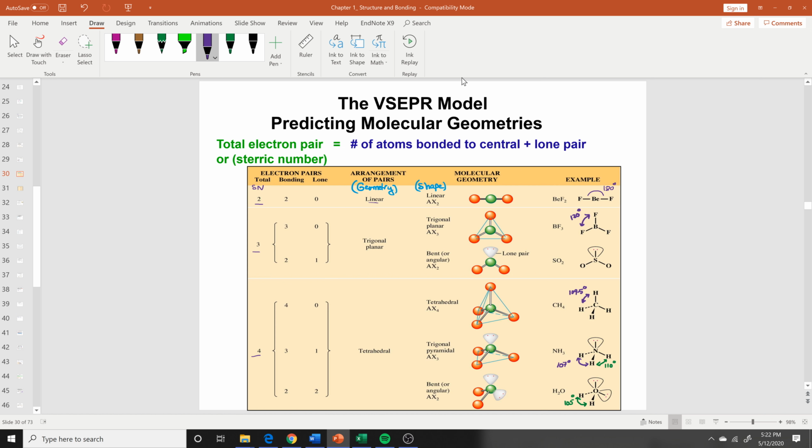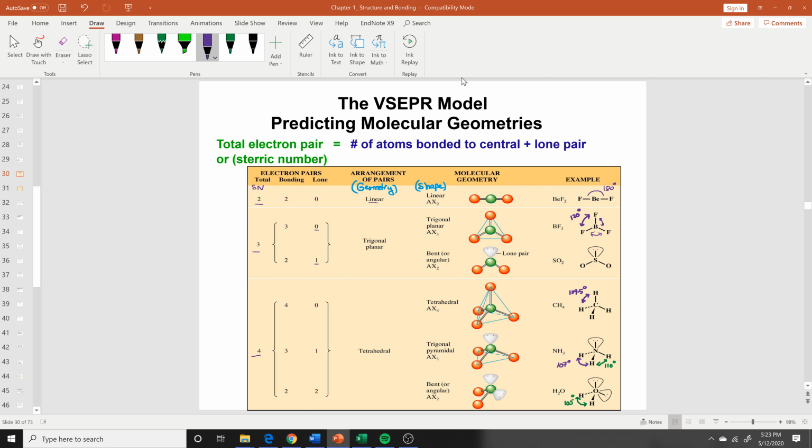For a steric number of 3, you can have either a lone pair of 0 or a lone pair of 1. If you have a lone pair of 0, there are no lone pairs around the central atom. And again, when we talk about lone pairs, we mean the lone pairs around the central atom, not on the atoms on the edges. So if you have 0 lone pairs, the bond angle is going to be 120, between the boron and the two fluorines. All of those are going to be 120 degrees.